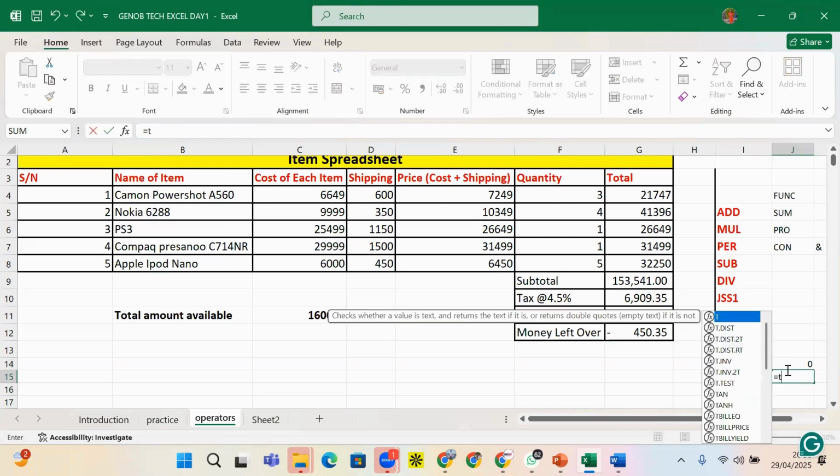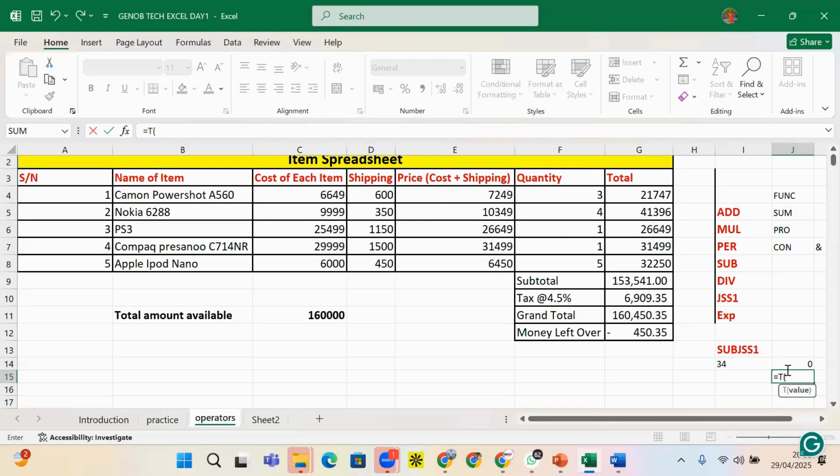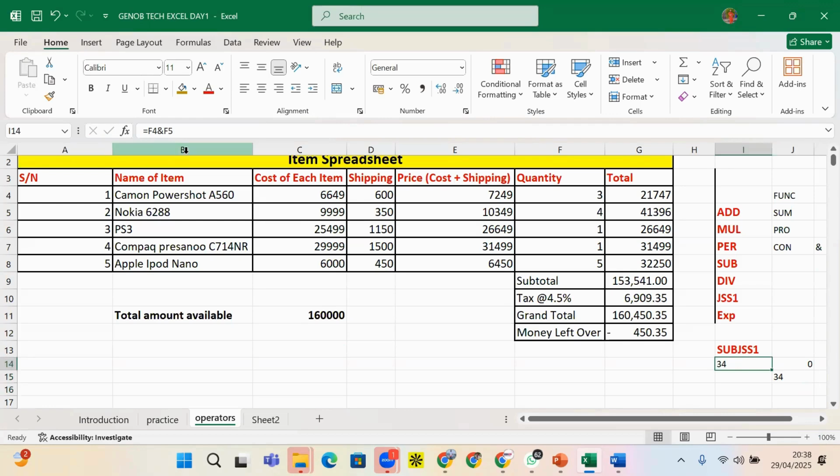So let me check here. Equal to T for text. We want to check whether something is a text or not. We check this. If it is a text, it returns it. Remember, this was gotten from what? Concatenating these two numbers, right? So we say it will not sum them, it will only what? Join the numbers, right? So we check here, if it is a number, it says no, it is not a number. Then we check here, if it is a text, it says yes, this is a text. Because concatenation is a string or text operator. Do you understand?